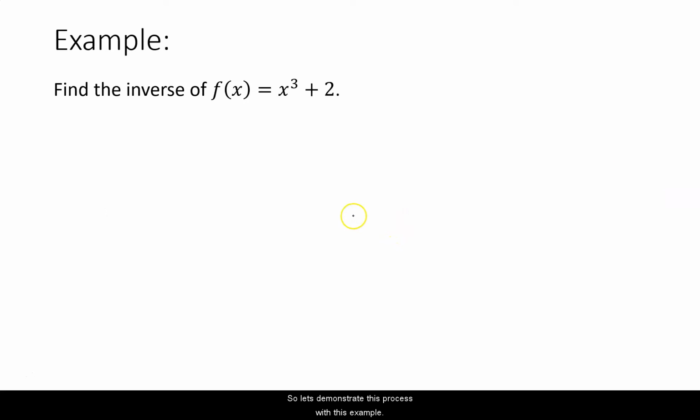So let's demonstrate this process with this example here. Take f of x equals x cubed plus 2. I'll write this as y equals x cubed plus 2. Now my goal is to just solve for x in the equation. So I'll subtract the 2. And then to get x by itself, I'll take the cube root.